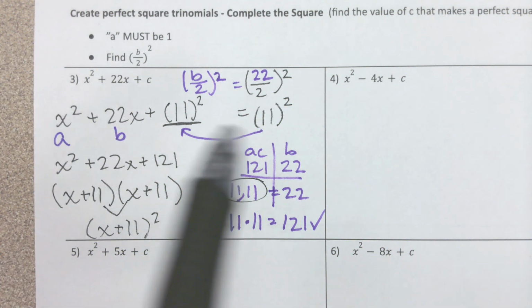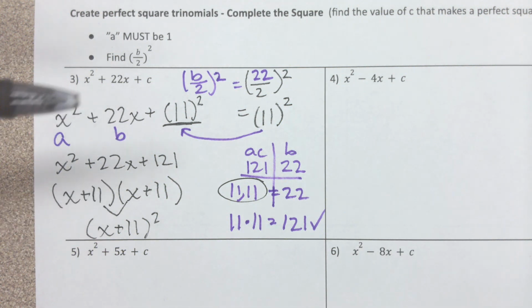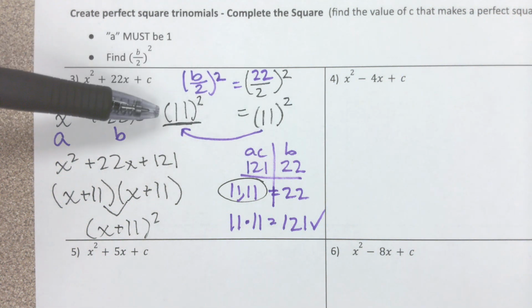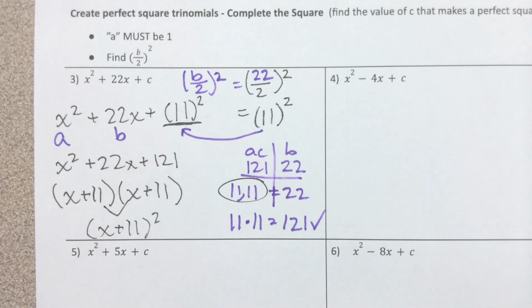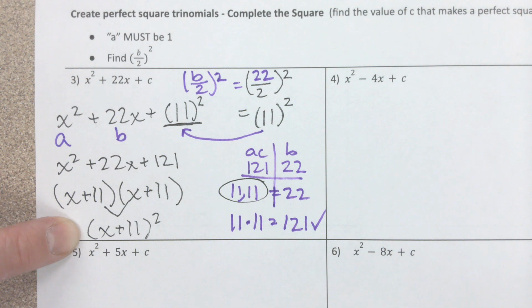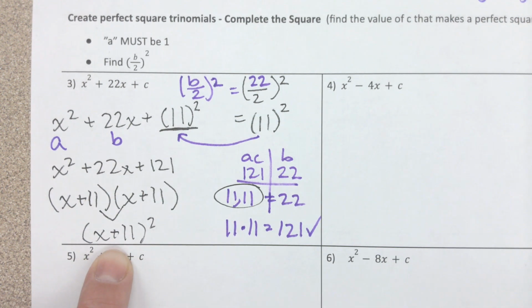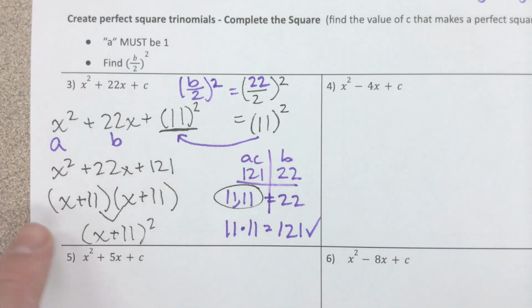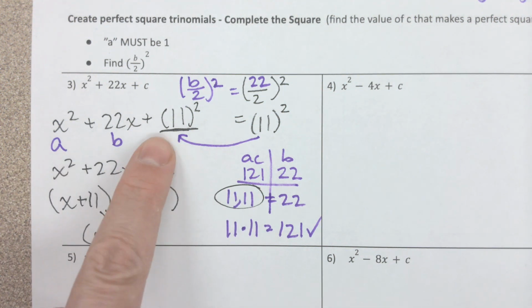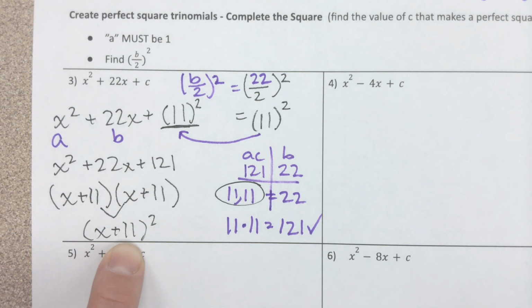The trick, and I'm going to do that on the next three, is once we figure out what that number is inside the parentheses squared, we can jump straight down to this last step, because that number in parentheses is always going to be the factor. So we don't have to do this factoring portion. We're going to take this number and set it up like this, and that'll be our answer.